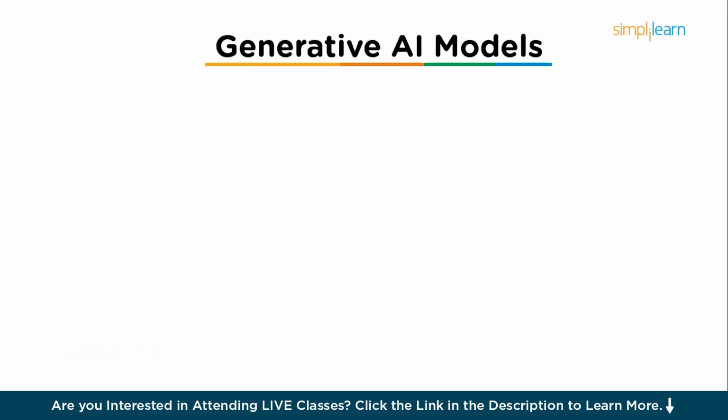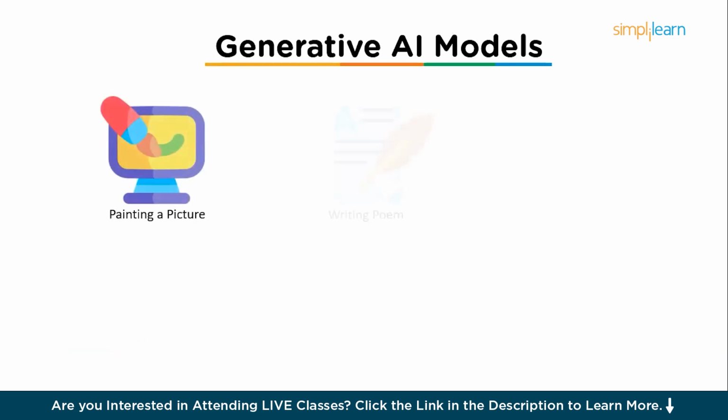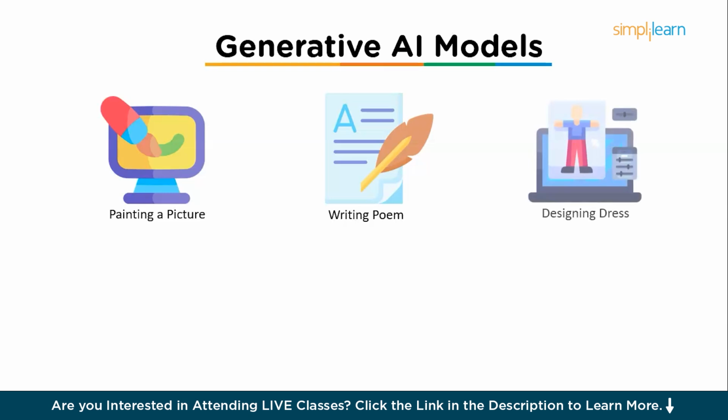Imagine you are teaching a computer to be creative, like painting a picture, writing a poetry, or designing a dress. That's exactly what generative AI models aim to do. They learn from the data and generate new content that looks, sounds, or feels real. But how do they pull this off? Let's break it down into the 3 major families of models.